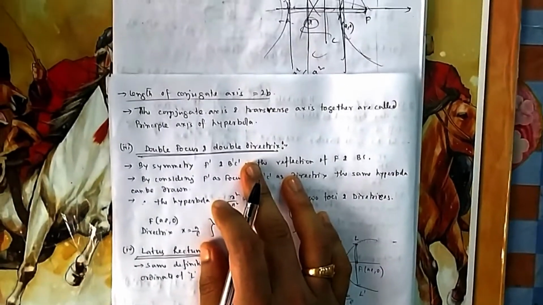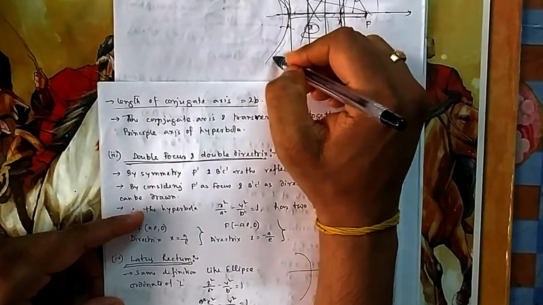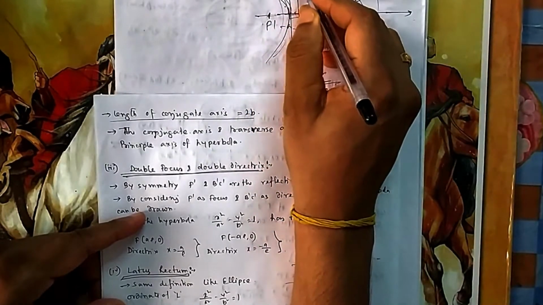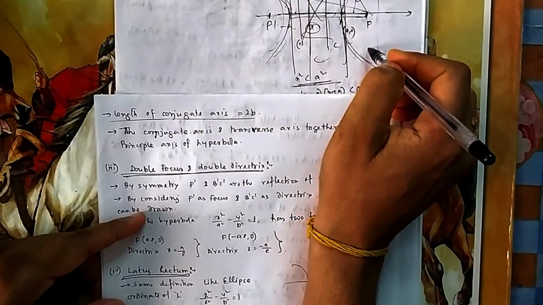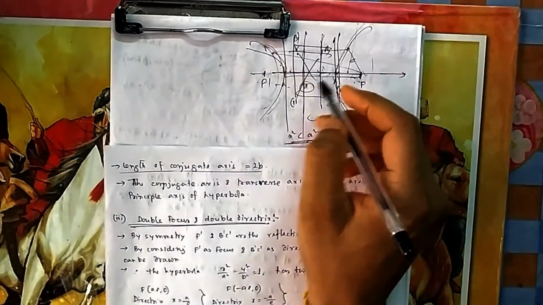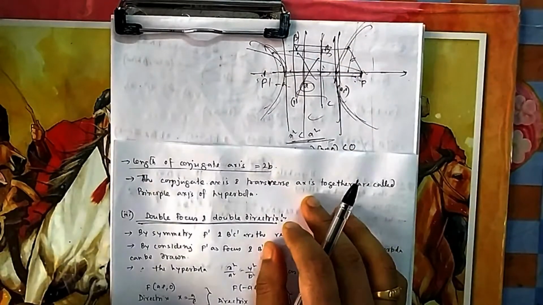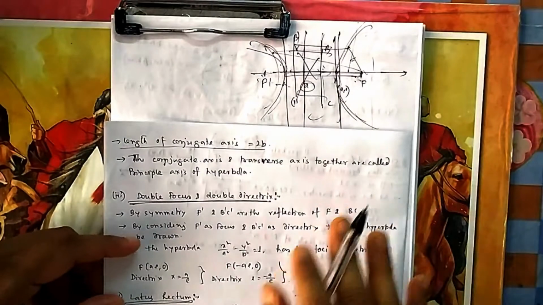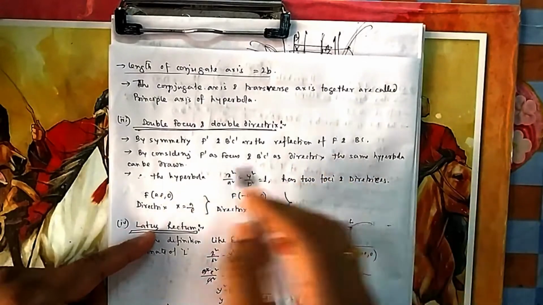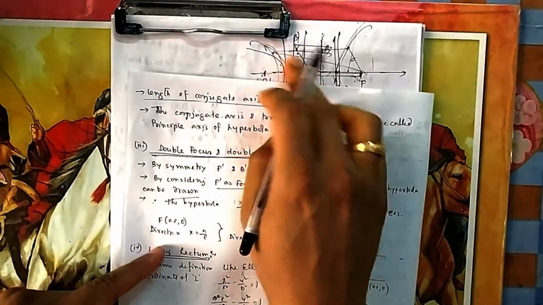Now what are the characteristics of this double focus and double directrix, how is it coming? By taking only this one focus and this one directrix, you can draw this and this. Similarly, if you take a reflection of F here, F dash, and a reflection of the directrix here, you can draw this and this one as well. So the same hyperbola that we drew with this focus and directrix, if you take their reflection on this side and draw, you will also find this one. By symmetry, F dash and the dashed directrix are the reflections of F and the directrix. By considering F dash as a focus and the dashed line as a directrix, the same hyperbola can be drawn from this side also.